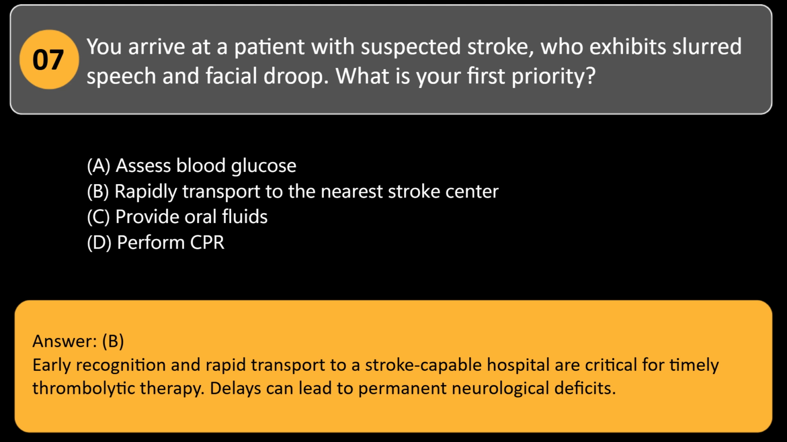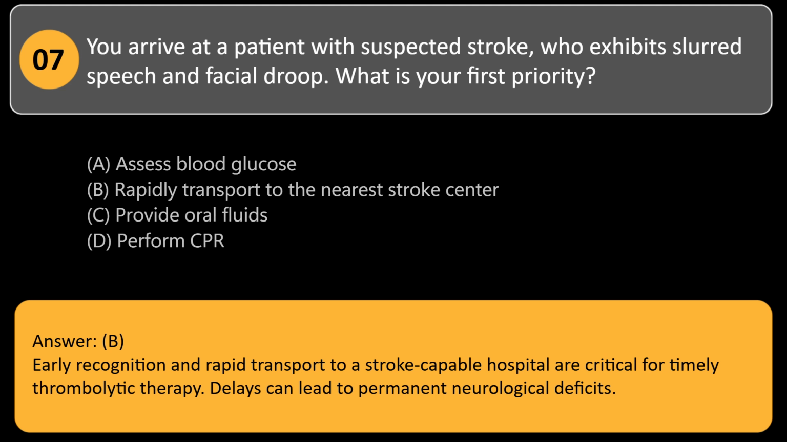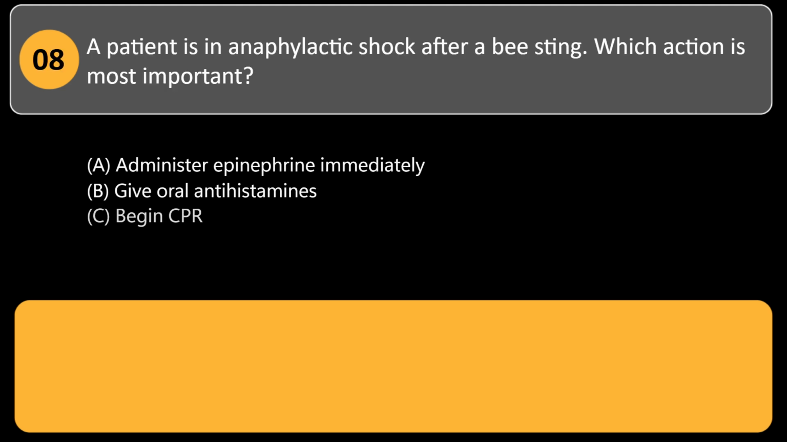Delays can lead to permanent neurological deficits. A patient is in anaphylactic shock after a bee sting. Which action is most important? A. Administer epinephrine immediately. B. Give oral antihistamines. C. Begin CPR. D. Apply ice packs to sting site.